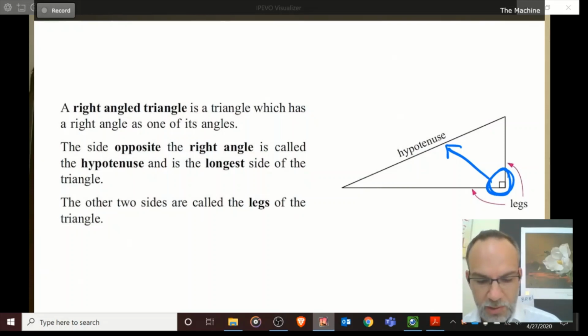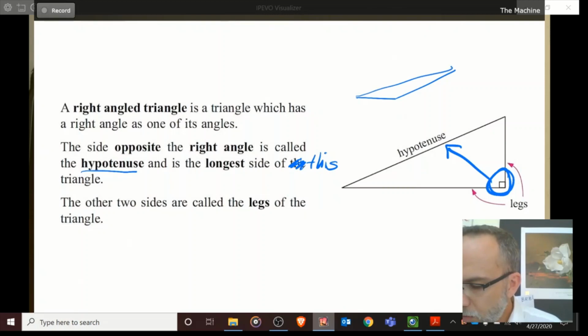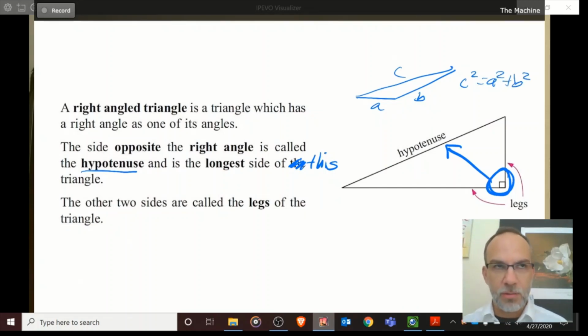Now, only right triangles have a hypotenuse. So I would change this: the hypotenuse is the longest side of this, not any triangle, only a right triangle. If it's not a right triangle, it doesn't have a hypotenuse. I've seen students try to use the Pythagorean theorem on all kinds of triangles. They'll have a triangle that looks like this, a big obtuse triangle, and they'll say, oh, this is A, and this is B, and this is C, and so C squared is equal to A squared plus B squared. No, that's not a hypotenuse. What's the longest side of the triangle? Lots of triangles have longest sides, but only a right triangle has a hypotenuse, and it is the longest side of a right triangle. But the longest side is not the definition of a hypotenuse. It's the side opposite the right angle.